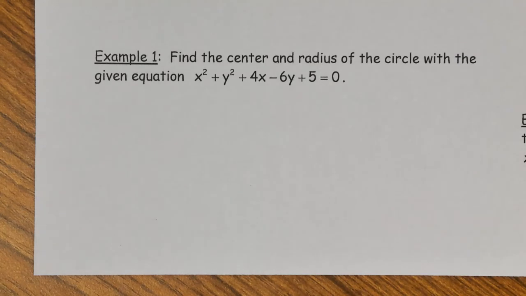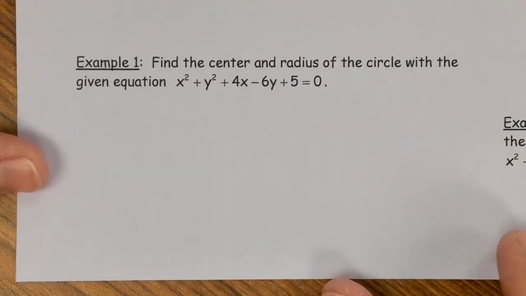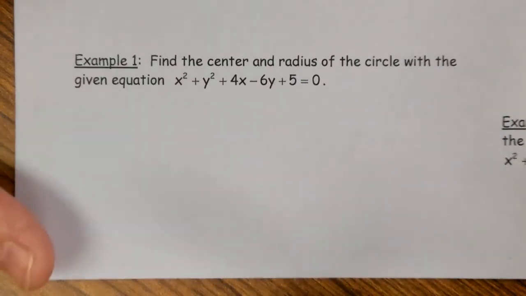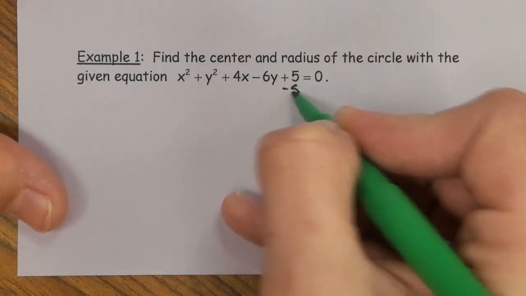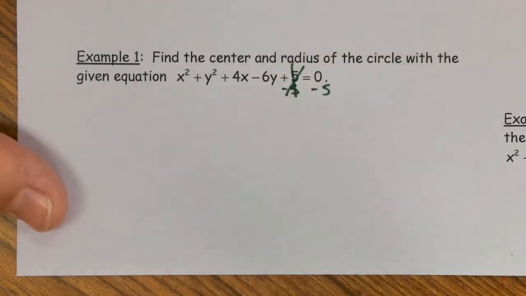The first thing we need to do to convert this, to start getting this into the standard form of the circle that we want, we need to move our constant to the other side of the equal sign. So over here we need to get rid of this 5 by subtracting it from both sides.